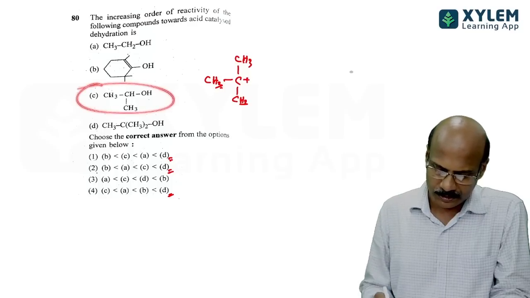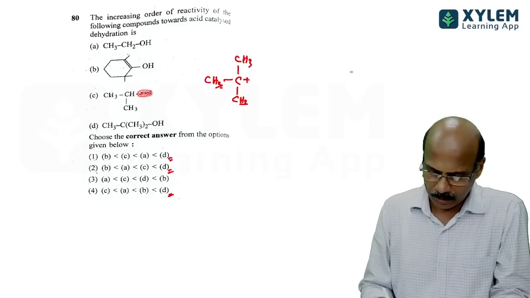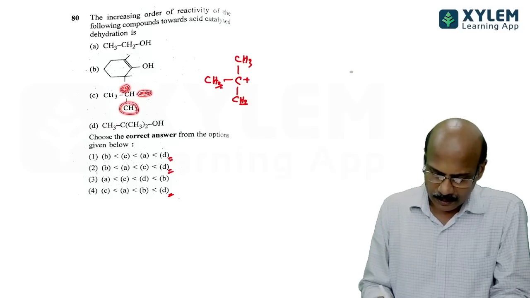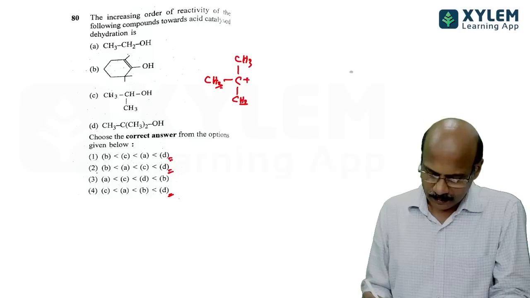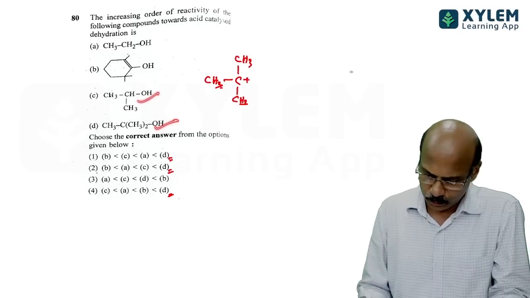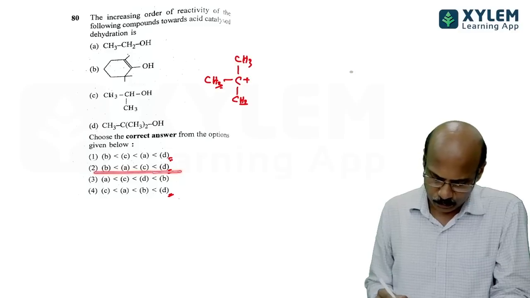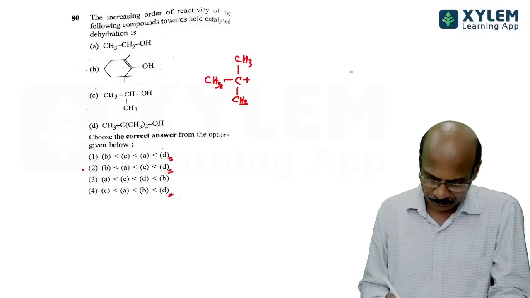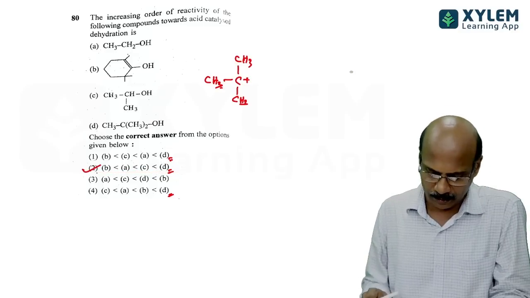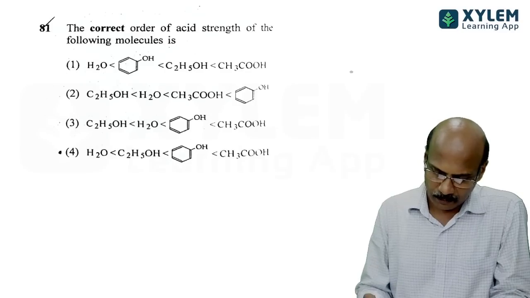Next order goes to C. Here you can see the carbocation generated possesses 6 alpha CH. So, D highest, then goes to C, and the lowest goes to B. Correct option is the second one. Question number 81. What is asked?